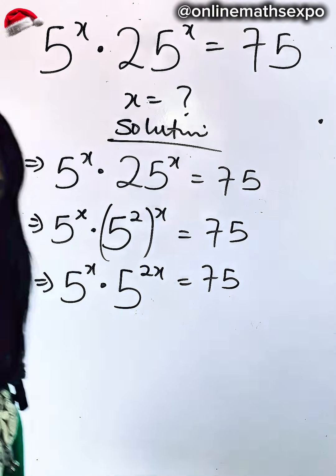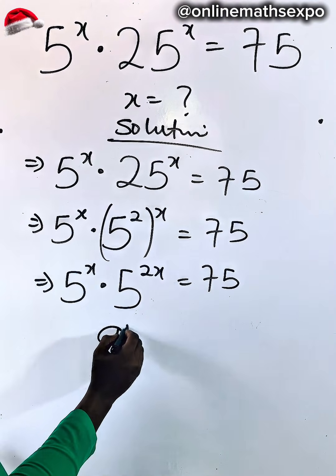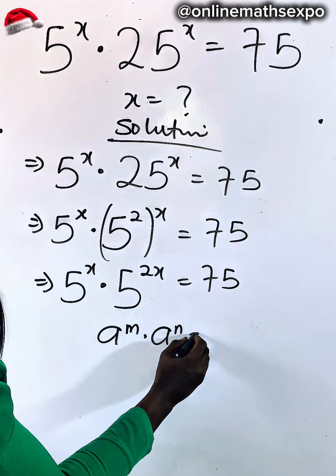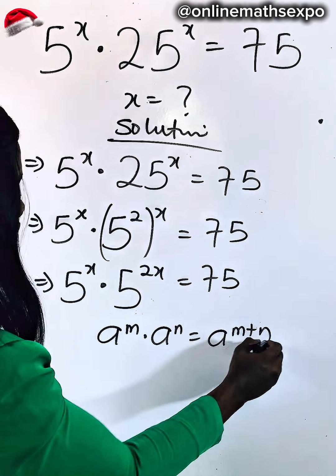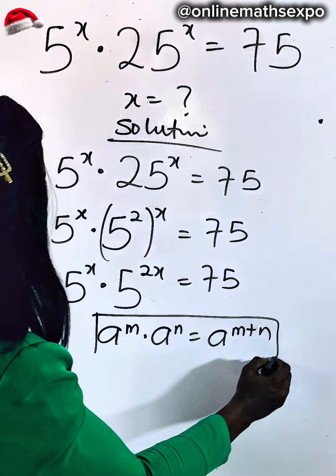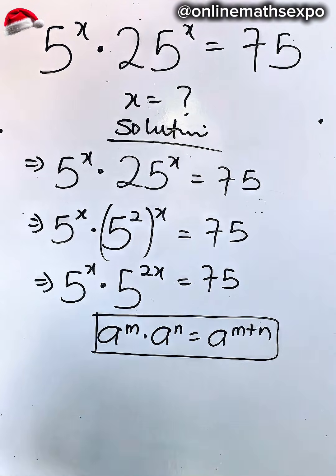Also remember quickly that for every a to the power of m multiplied by a to the power of n, it's always a to the power of m plus n. So we are going to apply this rule on the left side to help us to solve.